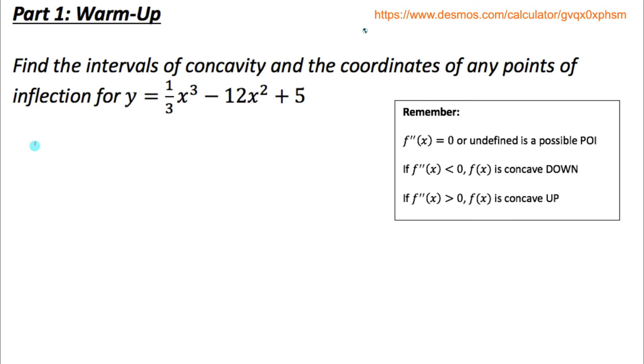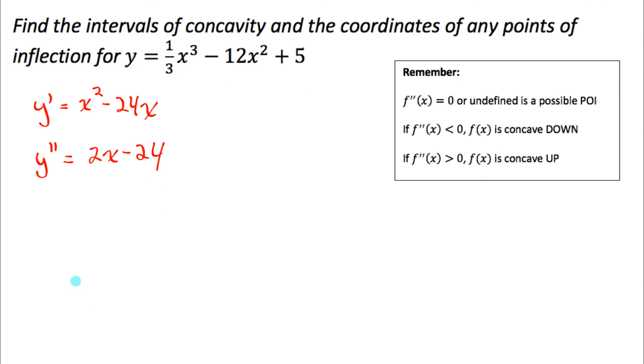So let's start by finding the second derivative. So y prime, 3 times a third is 1, so I'd have x squared minus 24x plus 0. So there's the first derivative. The second derivative would be, if I differentiate this, I would get 2x minus 24. So a possible point of inflection will occur at an x value that would make this 0 or undefined. Well, that's just a linear function, it can't be undefined, but it could be 0. Let me set it to 0 and solve. If I did this, 24 equals 2x, x equals 12.